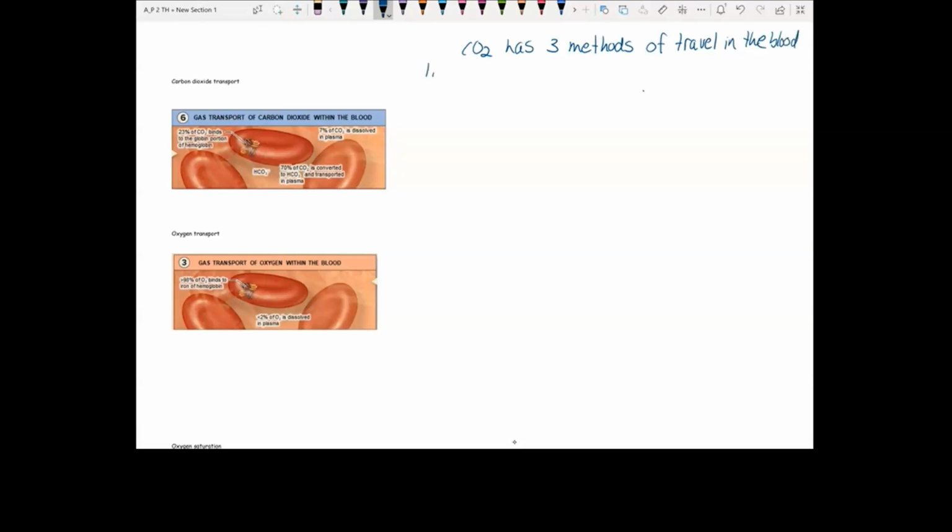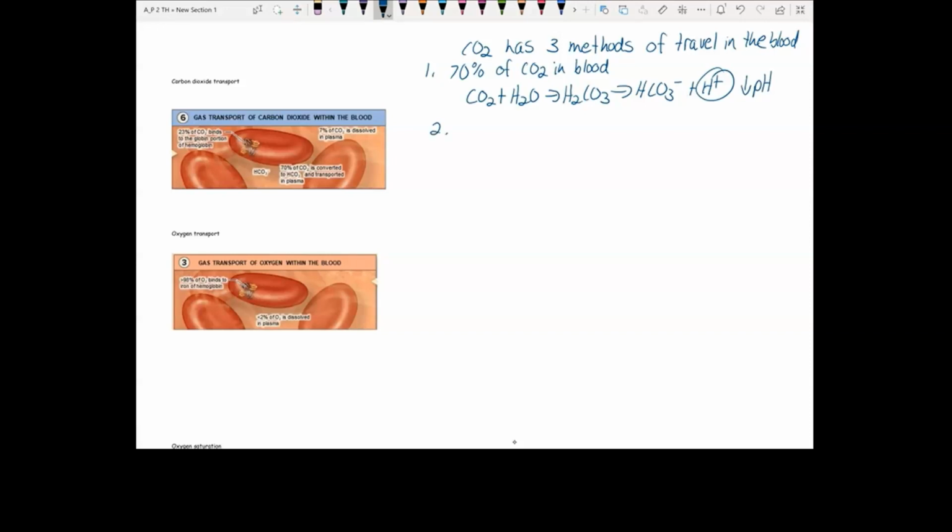The first one is the majority of carbon dioxide. 70% of the carbon dioxide in your blood does that reaction that we've talked about before. It mixes with the water in your blood and it forms carbonic acid. This then dissociates and you get bicarbonate and hydrogen ion. And because you end with a hydrogen ion, you decrease your pH.